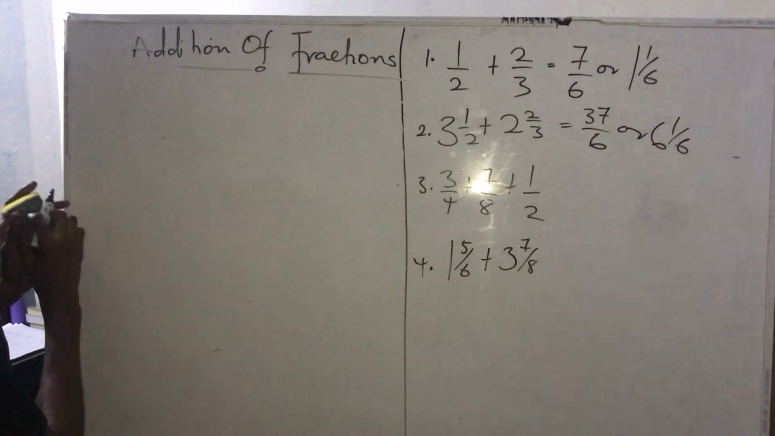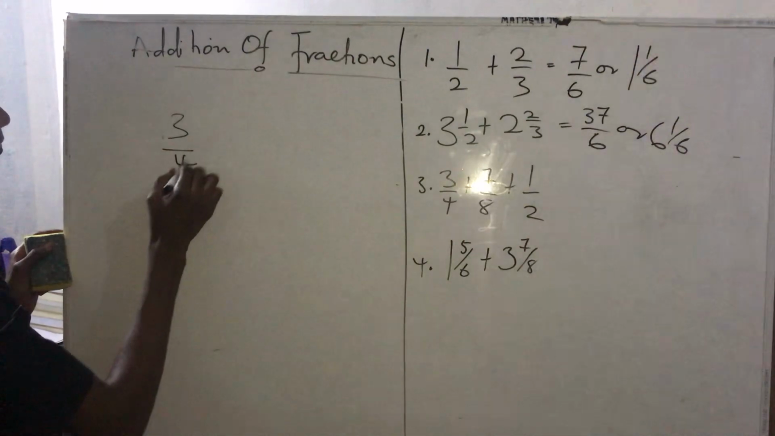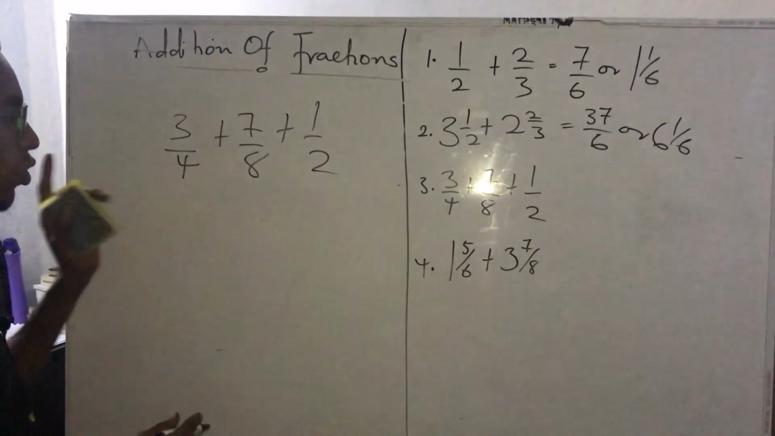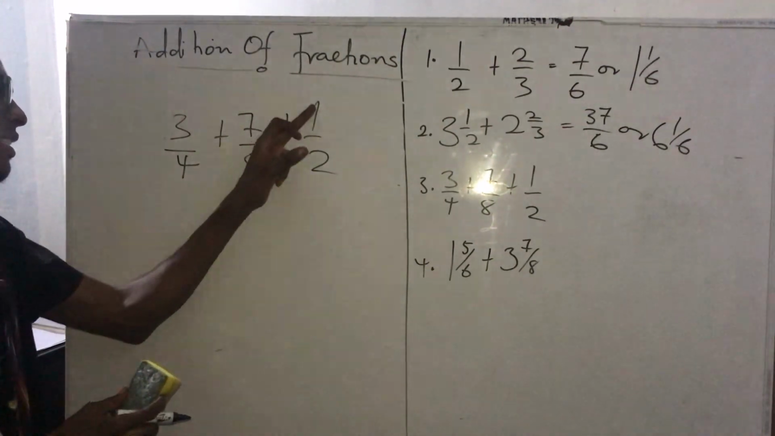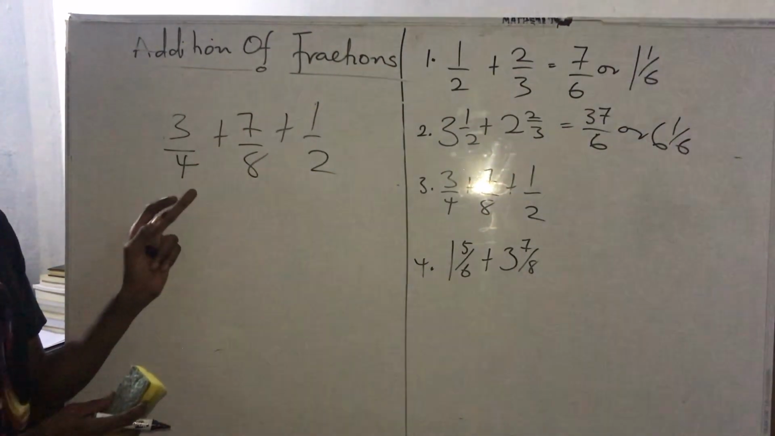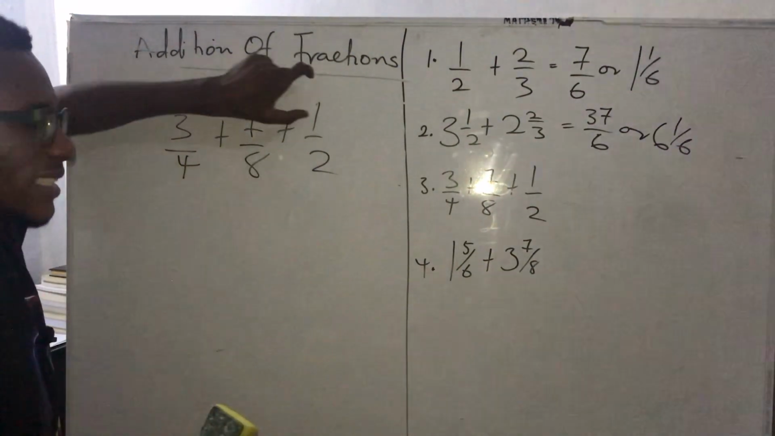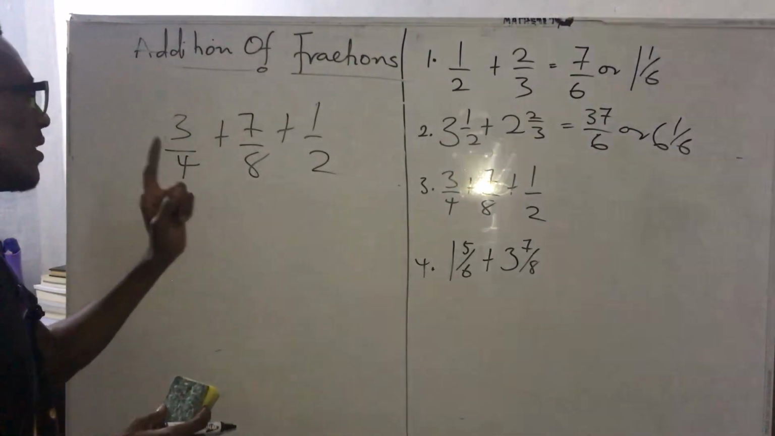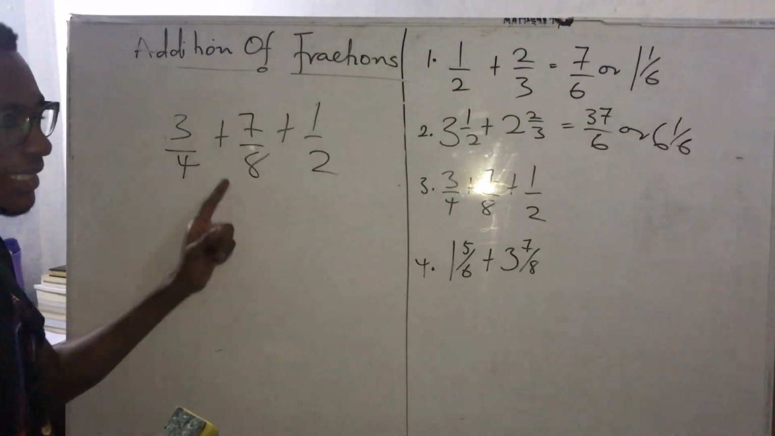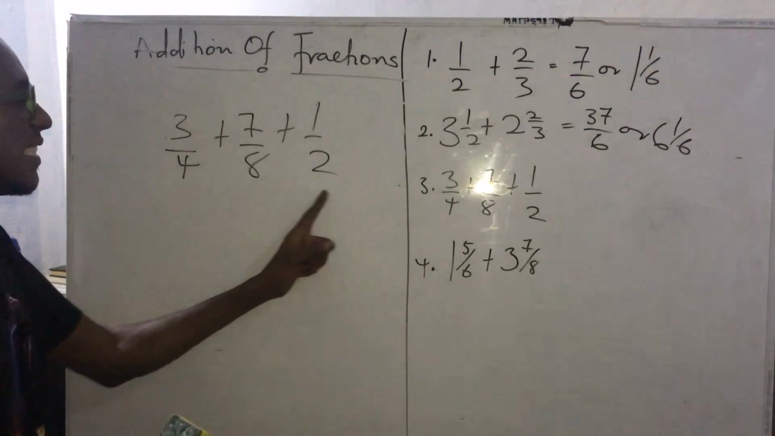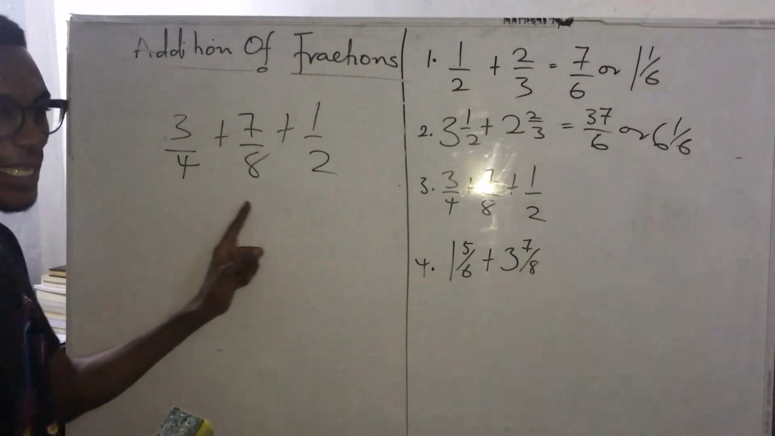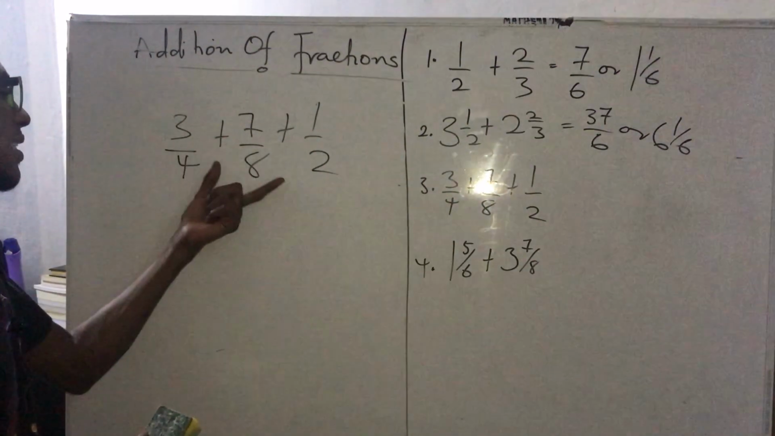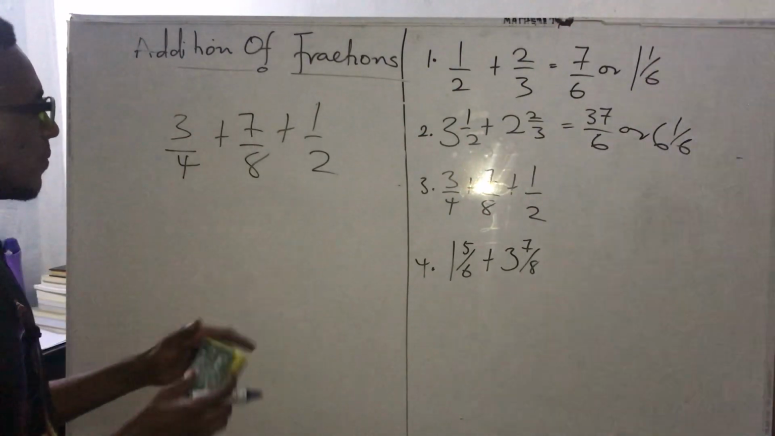Then we take the third one. 3 over 4 plus 7 over 8 plus 1 over 2. Note that the denominators are not the same. This is unlike fractions, so you can't add the numerators and move on. No. This one, the denominators are different, so you have to find the LCM. If they were the same, you would have just added the numerators and moved on. But this one, they are different, so you have to find the LCM.